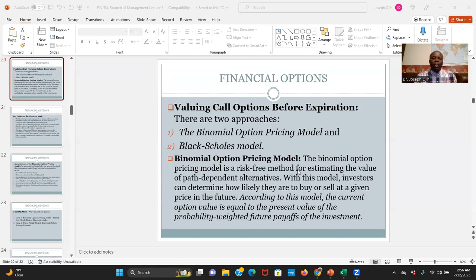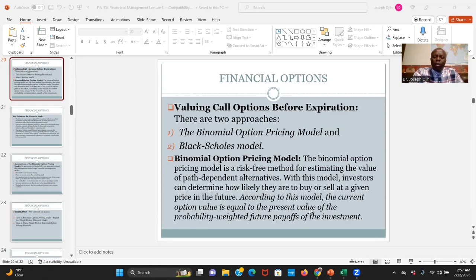Now, tonight, we'll focus on how to value options, how to value call options, because call options are very, very popular. So how to value it before they expire. There are two approaches I'm going to show you: the Binomial Option Pricing Model and the Black-Scholes model. Tonight, we'll be looking at the Binomial Option Pricing Model. Then in the next lecture, we'll be looking at the Black-Scholes model. Let us begin with the Binomial Option Pricing Model.